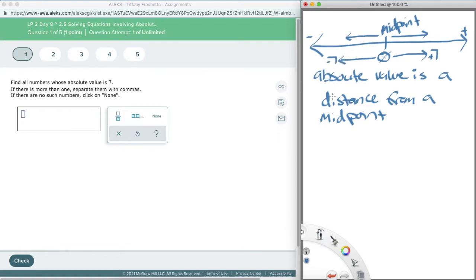So both of those will get me an absolute value of 7. So I just type in -7, comma 7, and it told us if there's more than one to separate them with a comma. So these are my two possibilities to get an absolute value of 7, a distance of 7.